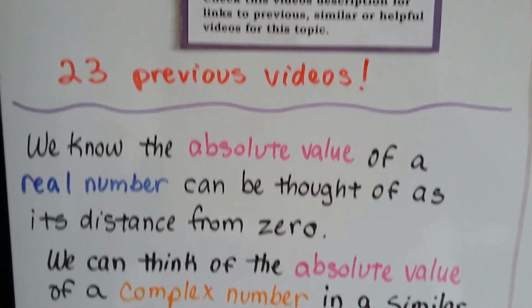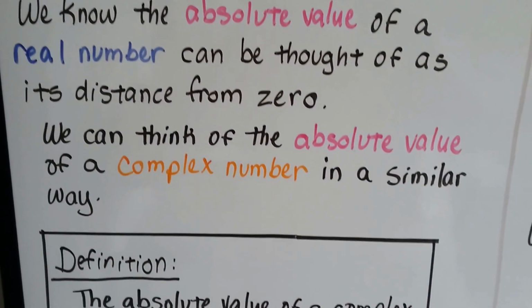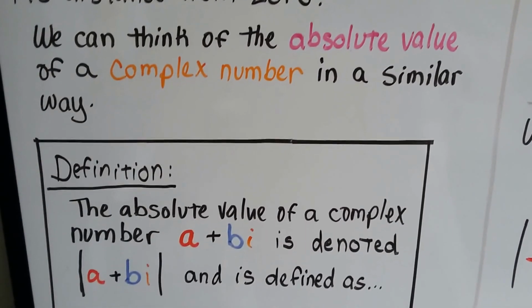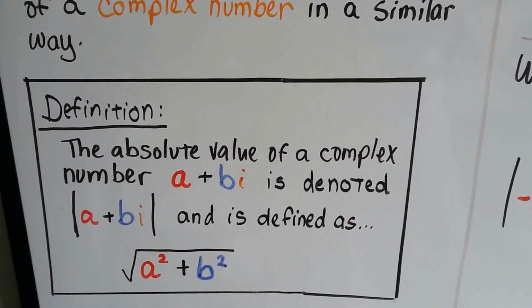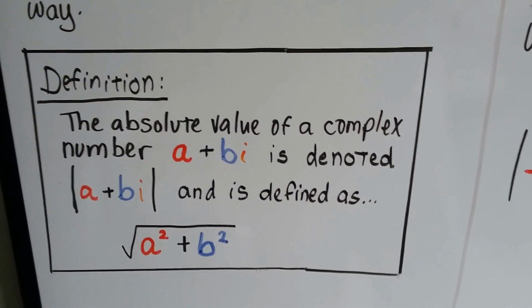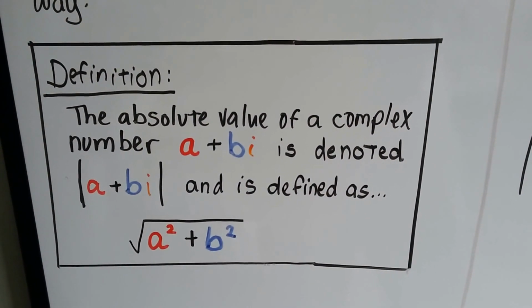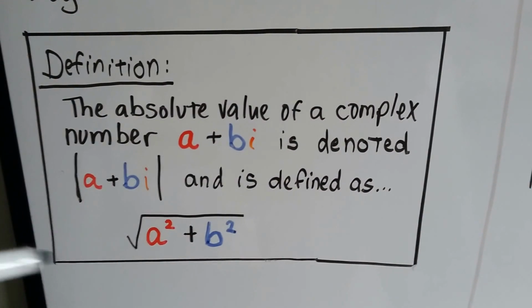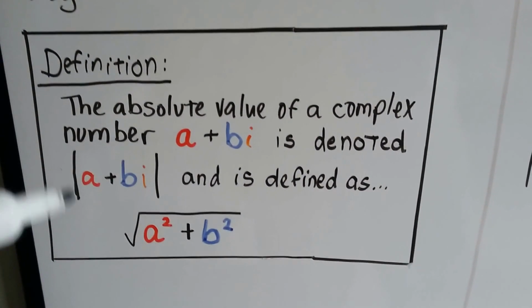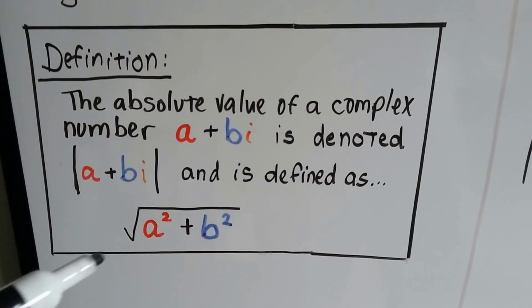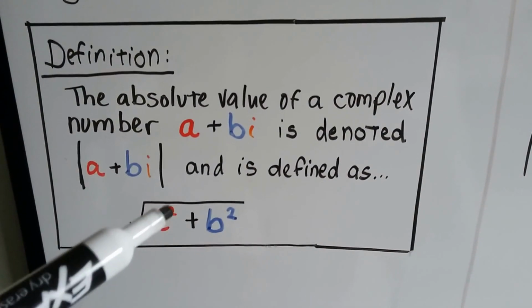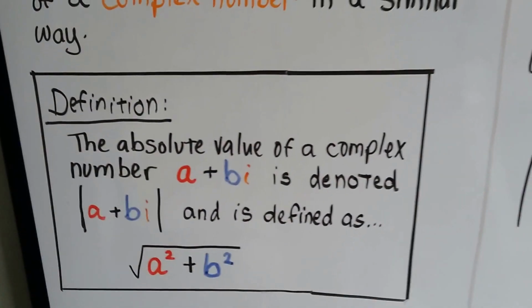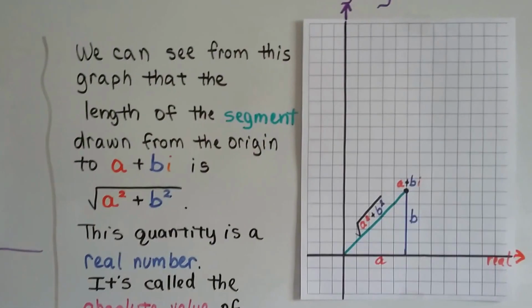We know the absolute value of a real number can be thought of as its distance from 0, and we can think of the absolute value of a complex number in a similar way. So here's a definition. The absolute value of a complex number, a+bi, is denoted as the absolute value of a+bi. We just put the bars around it, see? And it's defined as the square root of a² + b². So we're going to use this to find some absolute values of some complex numbers.